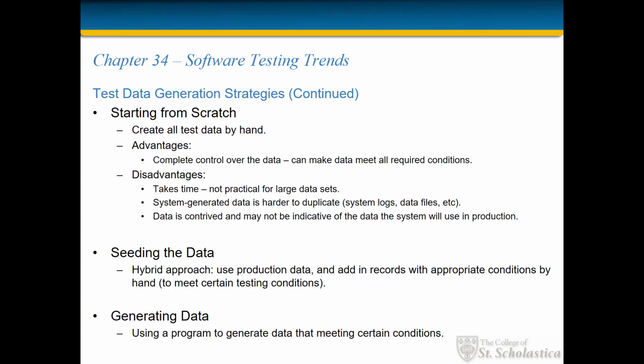So on the extreme other end of the spectrum would be starting from scratch, which you might have to do if you've got a brand new system. You would create all the test data by hand, and so you would actually go in there and in the database and type out the data that you want to use for testing, or generate it by using your system or something like that. So one advantage of this is that you've got control over that data. So okay, I need records that meet this and this and this and this and this condition. Then you can create those records that meet those conditions. So it's easy to make sure that you've got records that meet all your testing conditions.